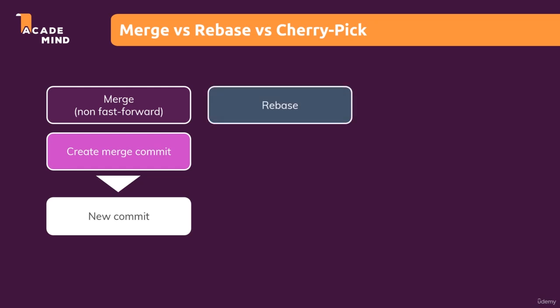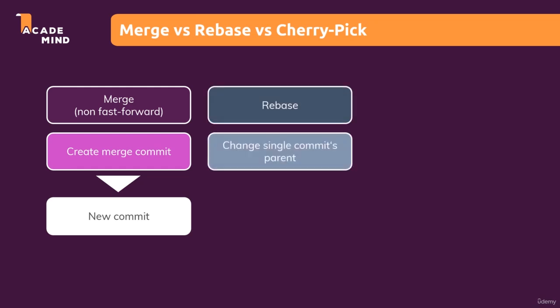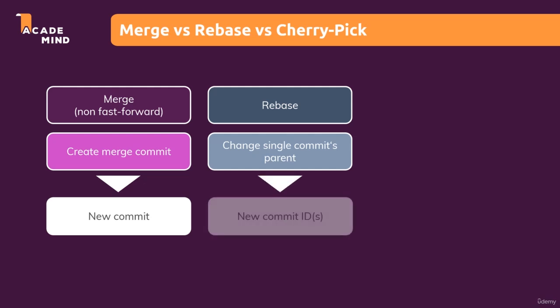We also had a look at rebase. Rebase changes a single commit's parent. You saw this with the feature and master branch example, where suddenly our third master commit became the previous commit before our feature branch changes. In the end, this means we created new commit IDs for what? For all commits which were rebased. In the case of this project example here, this referred to the commits in our feature branch.